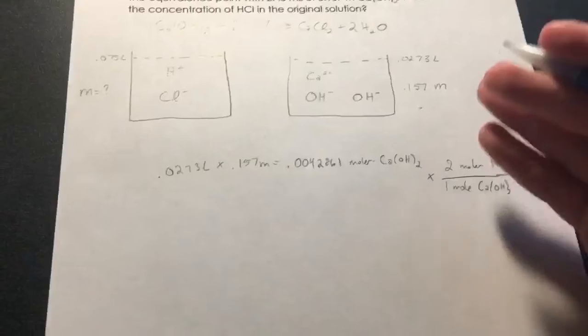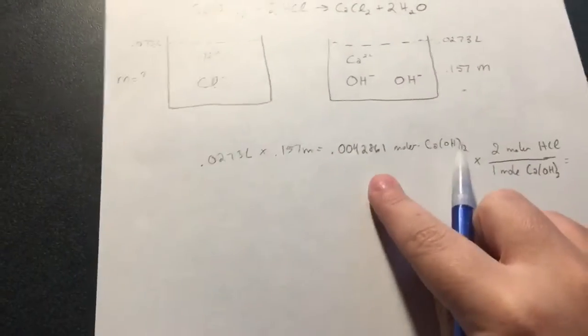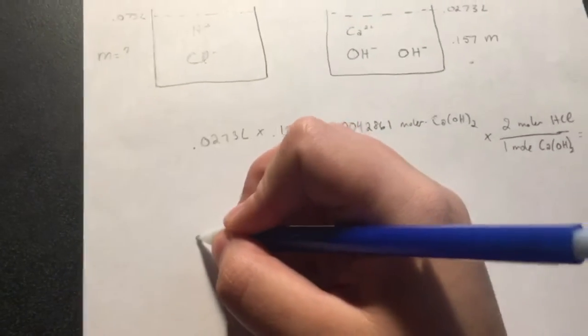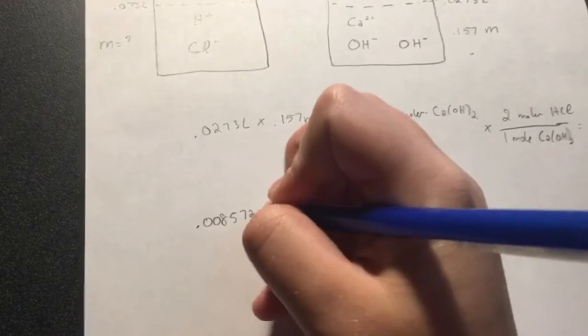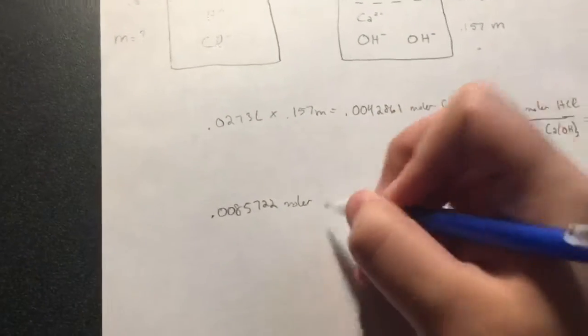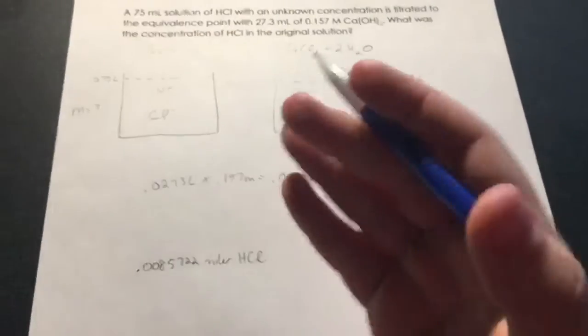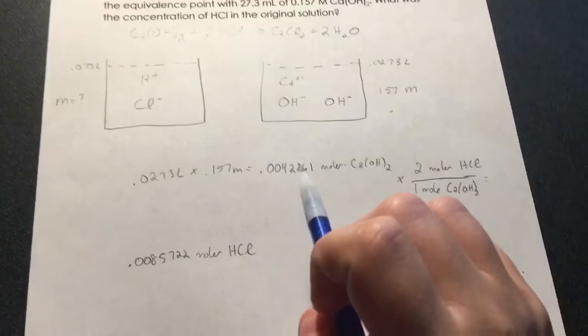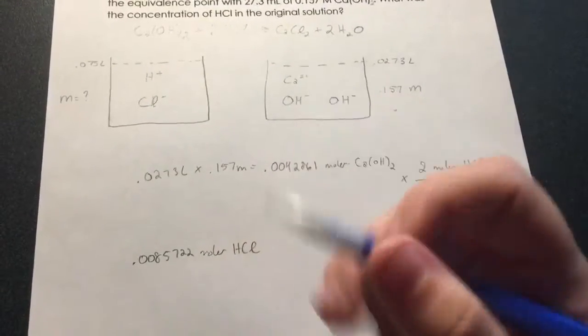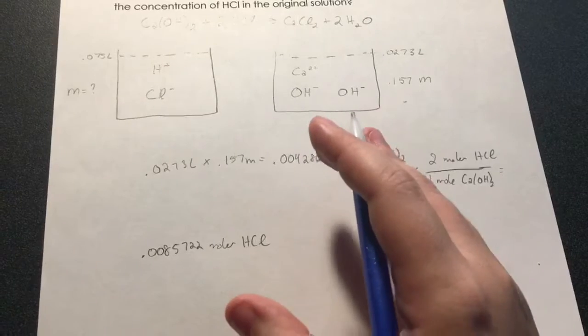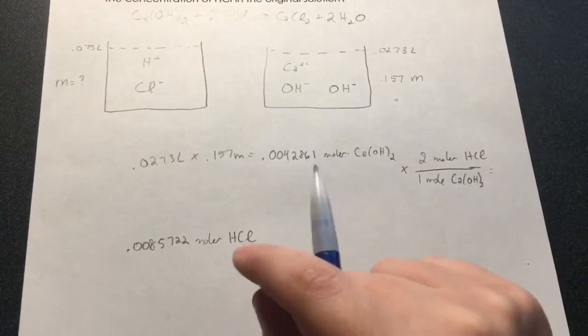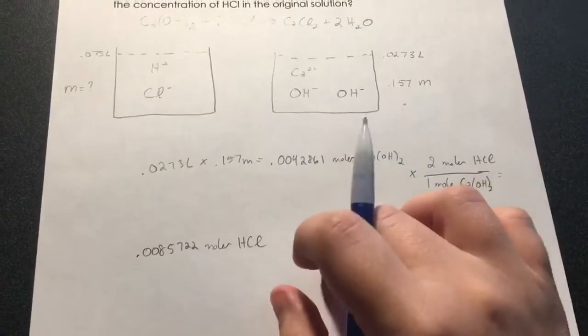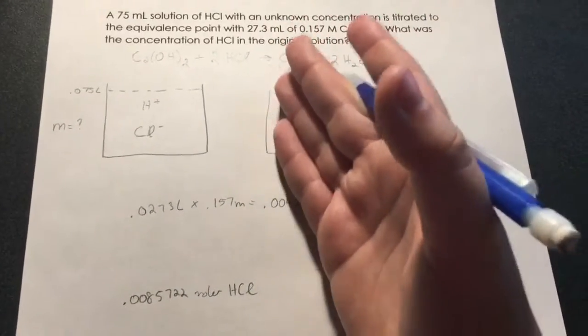Okay, so then we multiply that together. You just multiply this by 2, and what you're going to get is 0.008572 moles of HCl. Okay, we're almost there. We know that you can multiply the liters times the molarity to equal the moles. So, rearranging this equation, if we divide the moles by the volume, we can get the concentration.